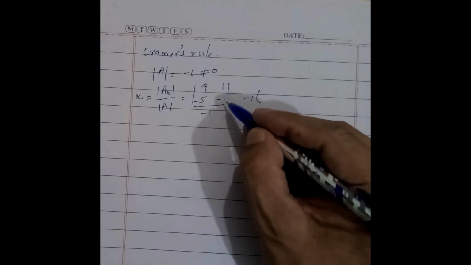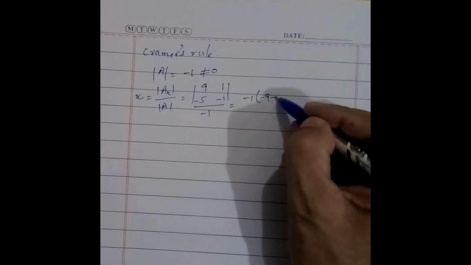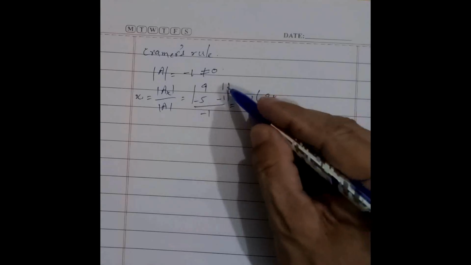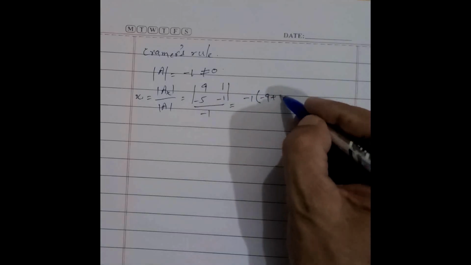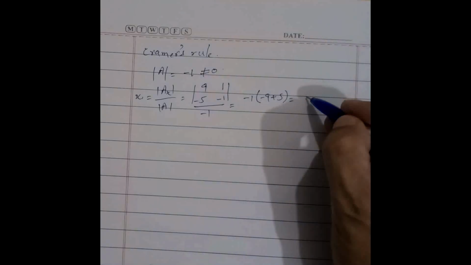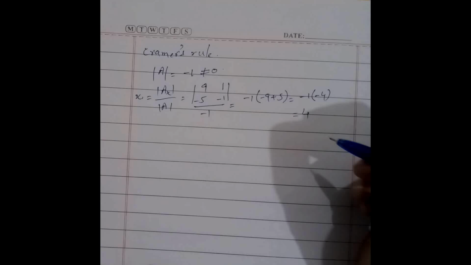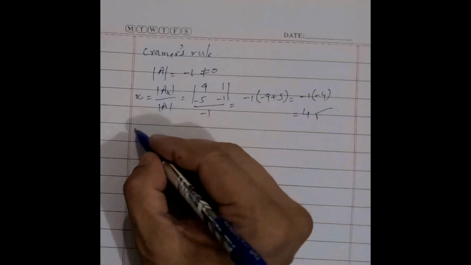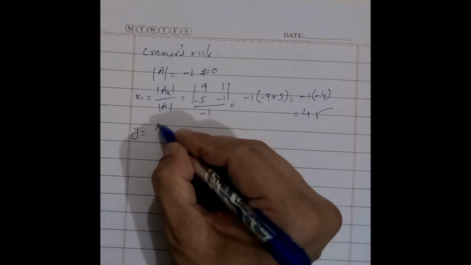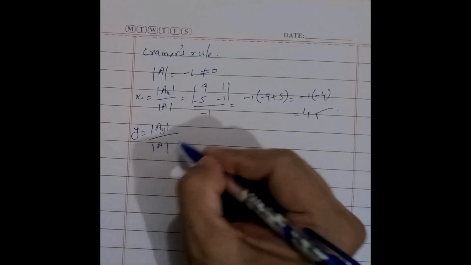9 multiplied by -1 is equal to -9, and -5 multiplied by 1 is equal to -5. Minus times minus is plus, so it is +5. Solving over -1, we get -4 over -1, which is equal to 4, and this is the value of x. Now we find the value of y, the Ay determinant over the A determinant.